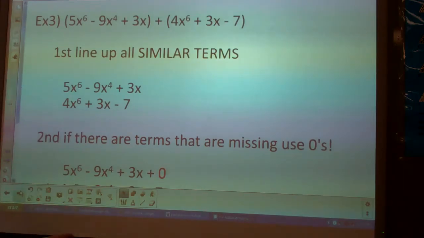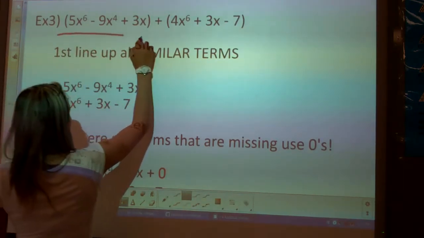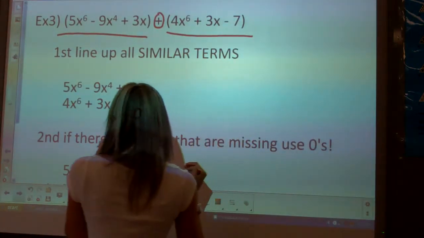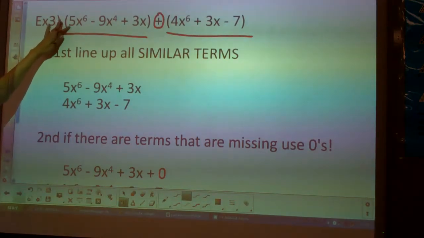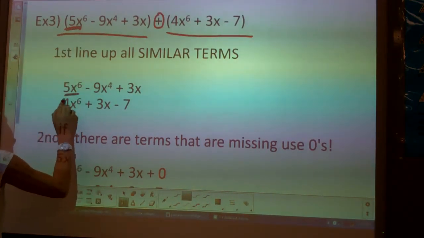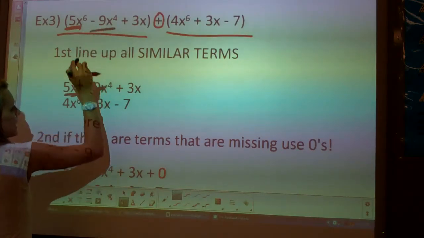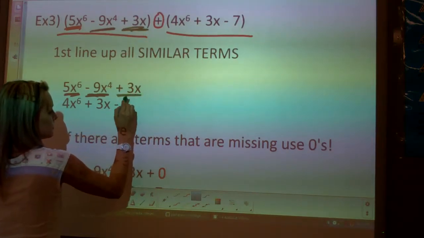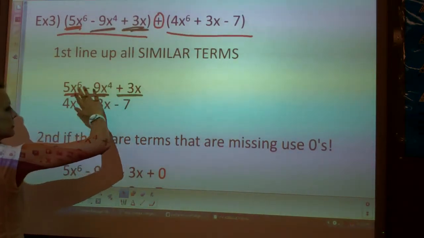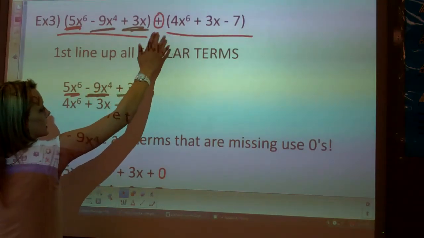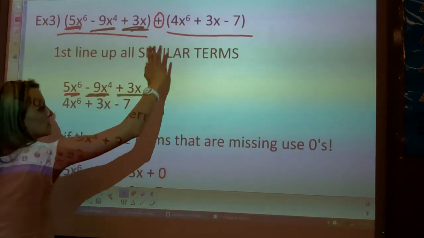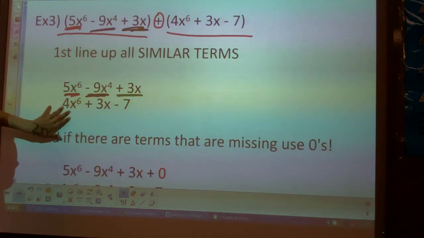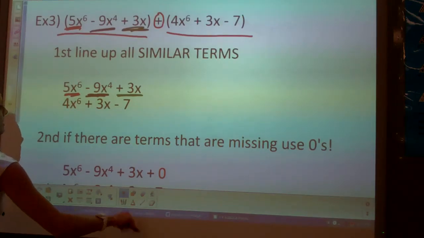Let's do another example. So again, polynomial 1 plus a polynomial 2. So you need to line up the similar terms. So you copy down your 5x to the 6th, your minus 9x to the 4th, and your plus 3x. And again, the same thing for that second polynomial. A 4x to the 6th plus 3x minus 7. Now notice our x to the 6th, these match. These are like terms, so you're okay here.